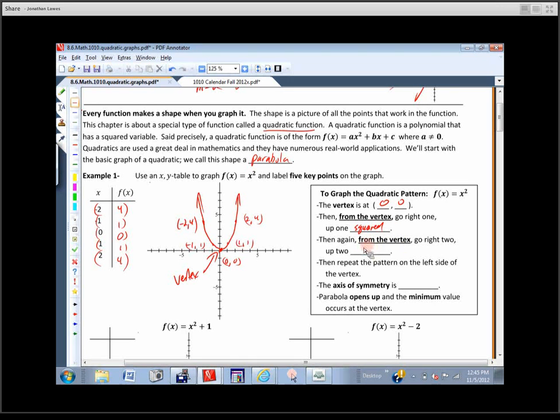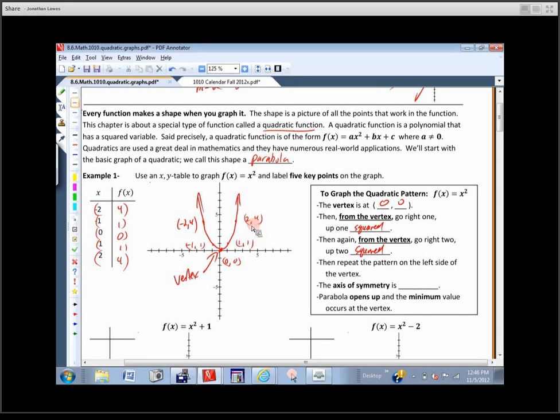Again, starting from the vertex, if I go to the right 2, if I go over 2, I'd go up 2 squared. And then I repeat the pattern on the left. So if I go left 1, I go up 1 squared. If I go left 2, I go up 2 squared. Again, we go up because it's squared. And we figure out the distance by just squaring how far we went from the vertex. Okay? Any questions there?